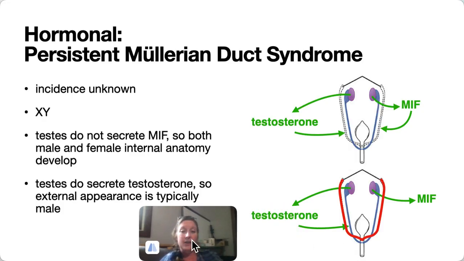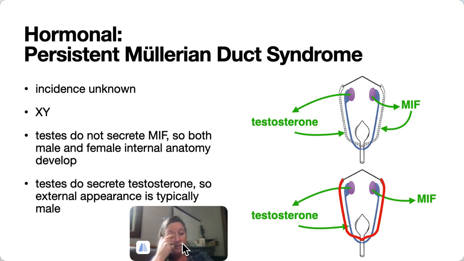Okay, here's another situation. Now we're moving into hormonal conditions. So this is called persistent Mullerian duct syndrome. So basically the female ducts are sticking around even when they're not supposed to. We have no idea how common this is. We just know that it happens. These individuals are born with an X and a Y chromosome. However, the testes, for whatever reason, do not secrete Mullerian inhibiting factor.